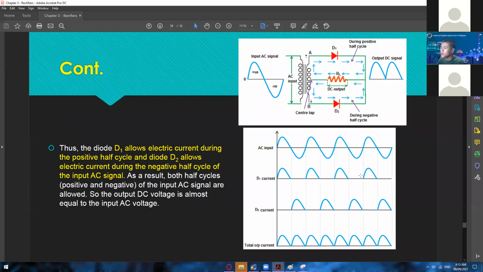As you can see, this one is similar to the 4 diode bridge rectifier. It's just that it's only using 2 diodes instead of 4, and of course, it's now using an inductance or inductor. In a 4 diode bridge, you don't need an inductor, but in a center tap rectifier, you need this one to make it work. So are we clear so far up to this point?